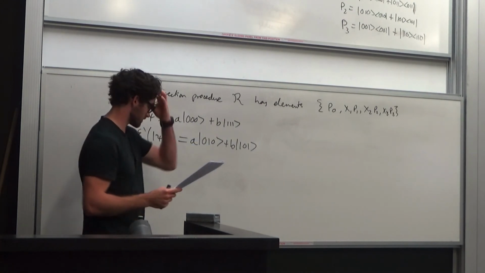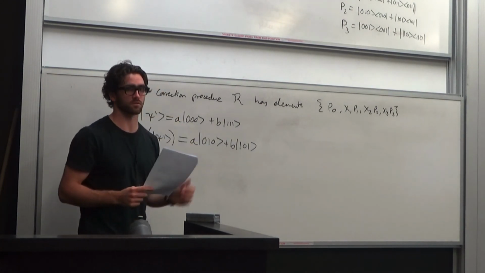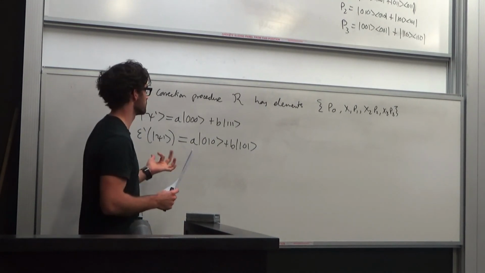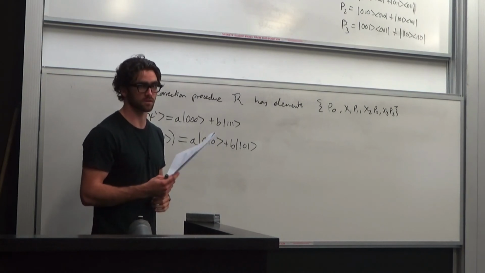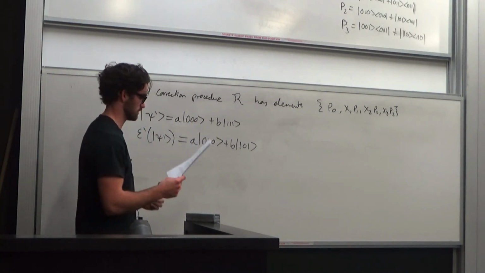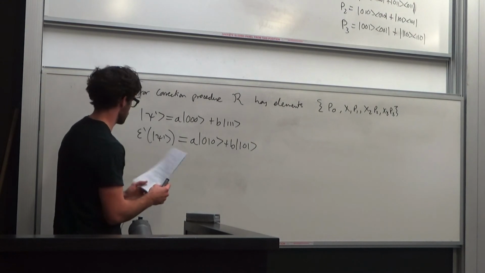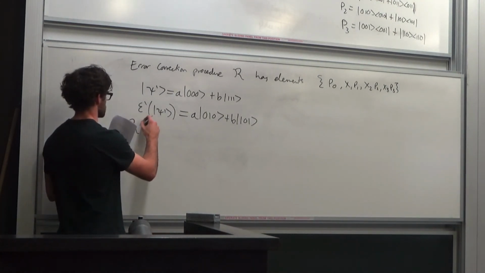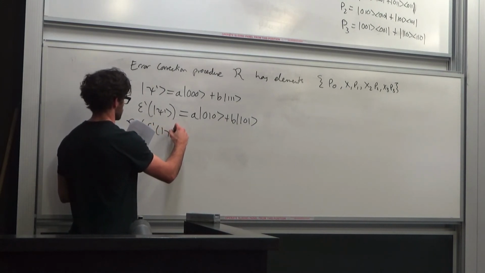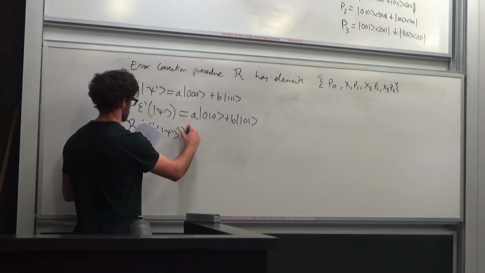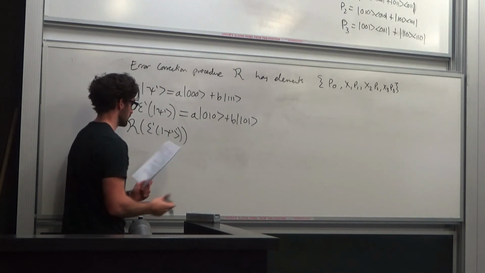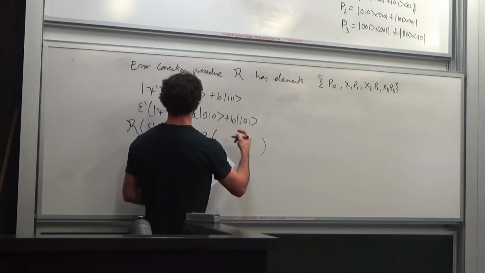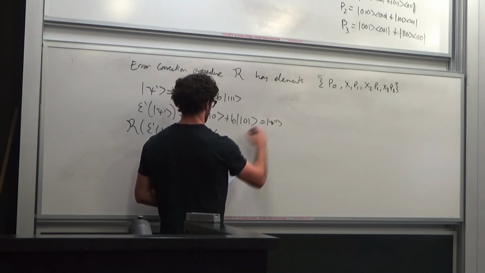Yeah, I mean, I think more about the syndrome measurement in terms of the stabilizers, which we haven't talked about here. But I guess so. All right, so we have this. If we apply our error correcting procedure to it, then obviously we have each one applied. I'll call that psi double prime.